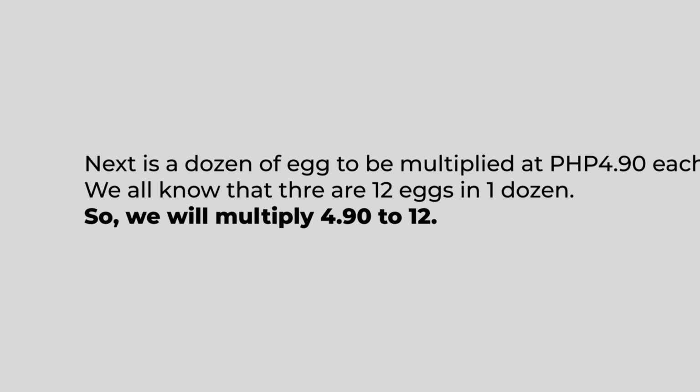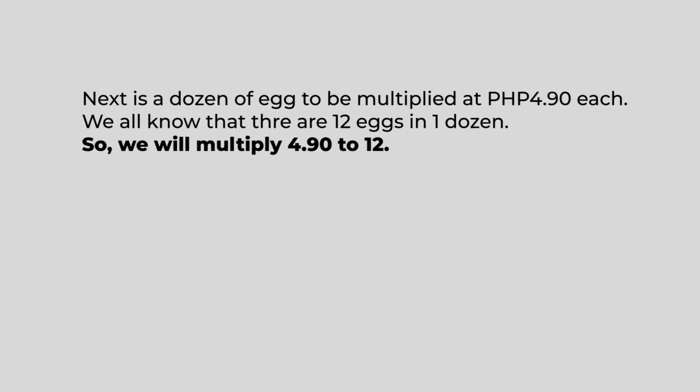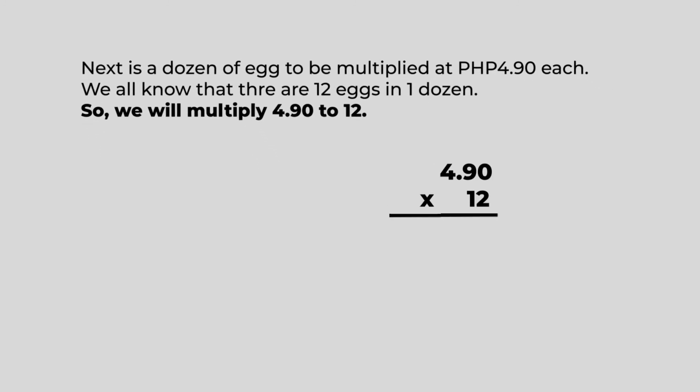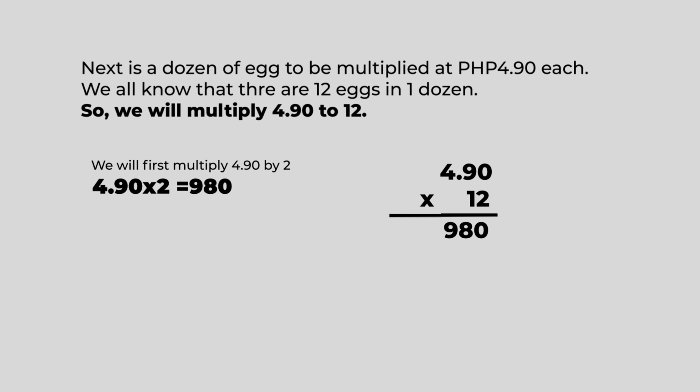Next is a dozen of eggs to be multiplied at 4 pesos and 90 centavos each. We all know that there are 12 eggs in 1 dozen. So we will multiply 4.90 by 12. 4.90 times 12. First, multiply 4.90 by 2. 4.90 times 2 is equal to 980.